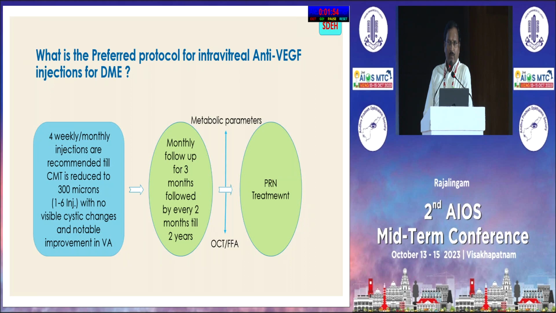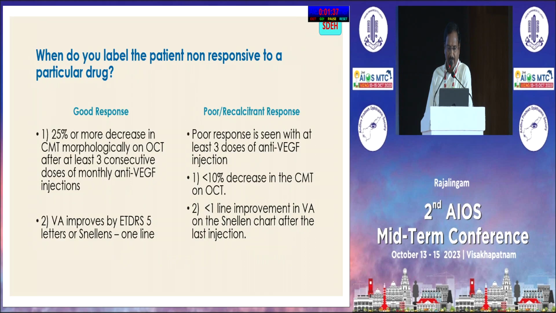You have to give injections monthly, one to six injections, until the central macular thickness and visual acuity improve. Later, follow the patient monthly for 3 months, and after that every 2 months for 2 years, then subject the patient to PRN treatment. A good response is where the macular thickness reduces by 25% or more after the 3 injections.